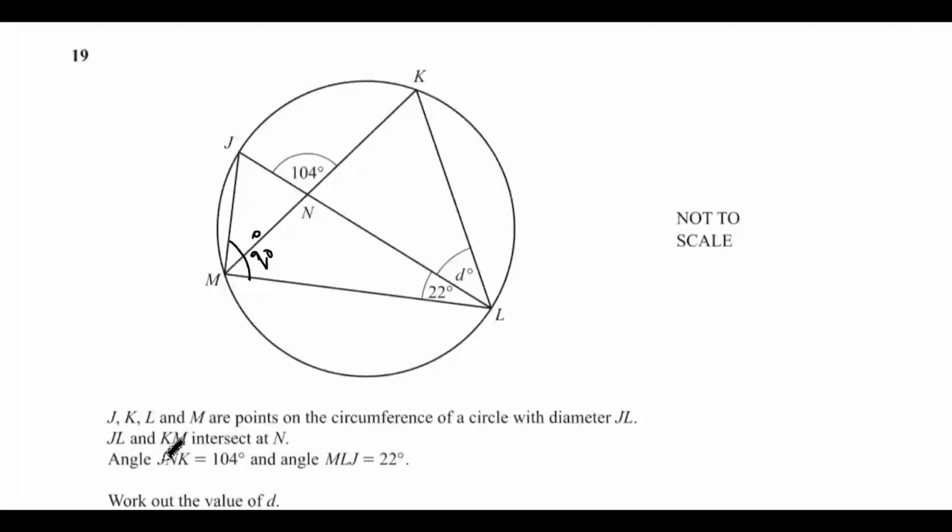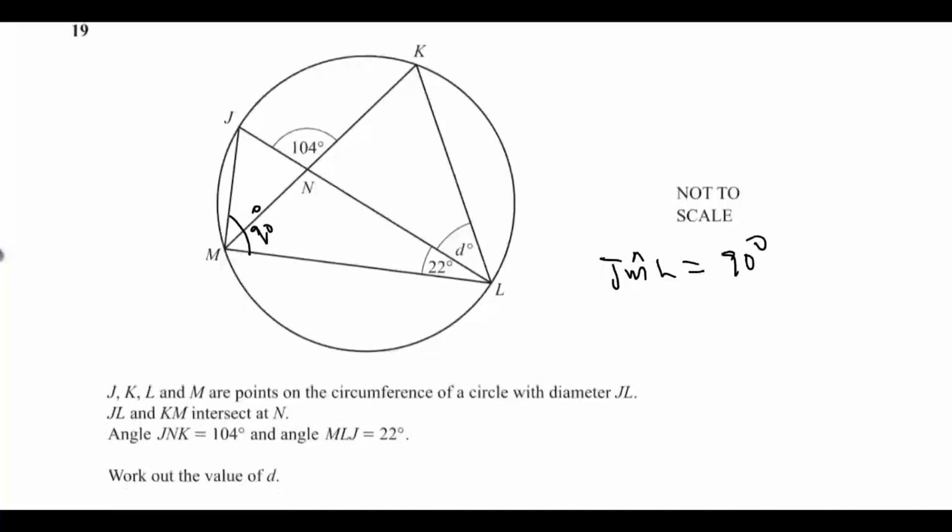JL and KM intersect at N, then angle JNK equals 104 degrees and angle MLJ equals 22 degrees. Work out the value of angle D. Since JL is the diameter, as I said earlier, angle JML will be equal to 90 degrees. That is angles in a semicircle.